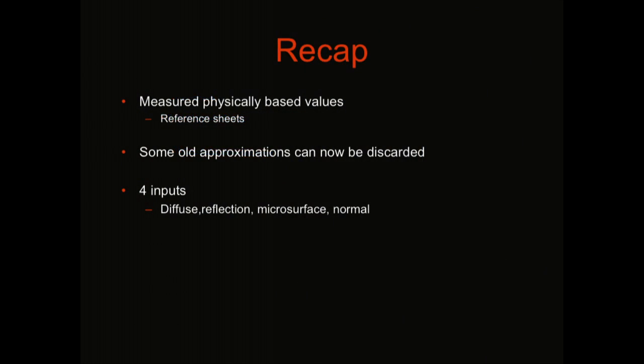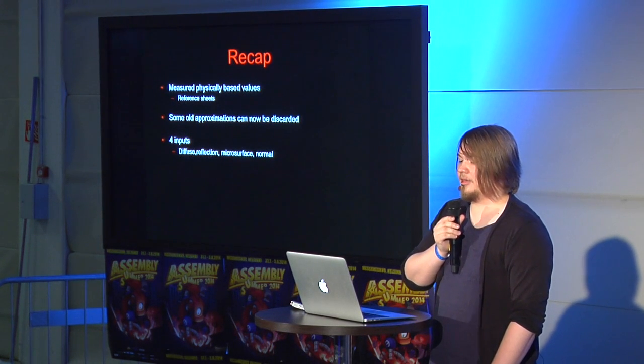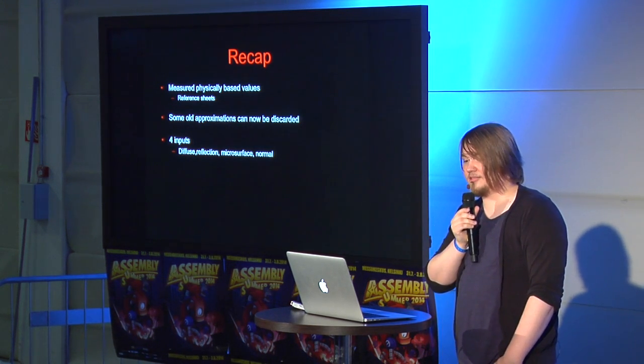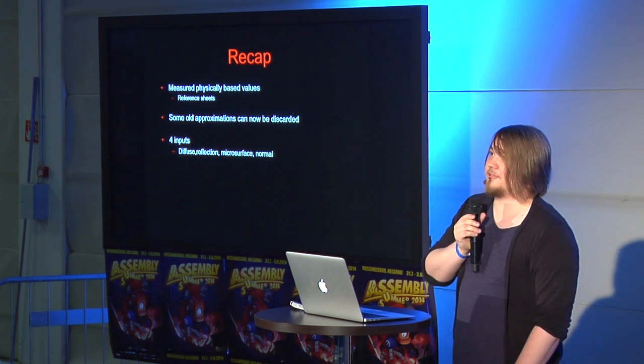So to recap, measured physically based values is the big thing. It's quite important to use some sort of reference sheets to create your texture maps. Otherwise, you will most likely get incorrect values and the materials will look off. Some of the old approximations can now be discarded because we have more computing power, so no more lighting data on your diffuse map, no more ambient occlusion or cavity maps baked onto the actual diffuse map. What hasn't changed is the 4 inputs, so we still have diffuse, reflection, microsurface, and normals, even though they're used quite differently.